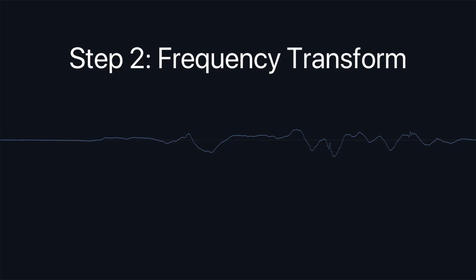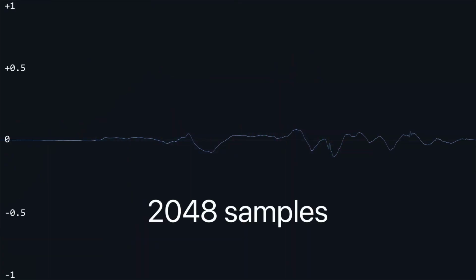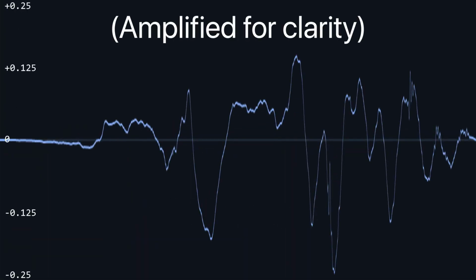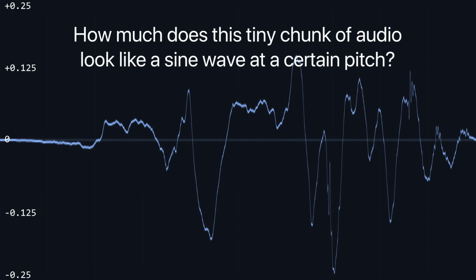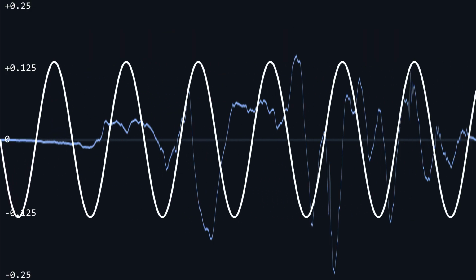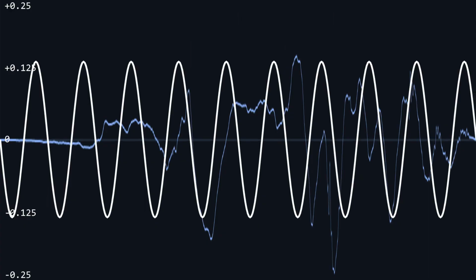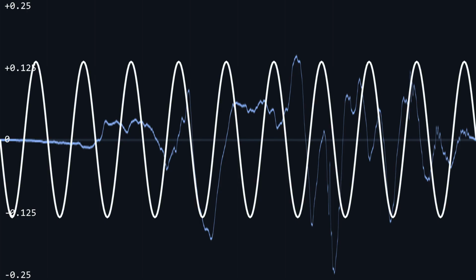Next, let's extract the frequencies out of each frame. Imagine viewing it through an equalizer or spectrogram. Imagine we have 2048 samples, a short, wiggly wave. We want to find out, how much does this chunk look like a wave at a certain pitch? To check this, we take a pure sine wave and line it up with our audio chunk. Then we ask, does the shape of our audio chunk match the shape of this pure wave?